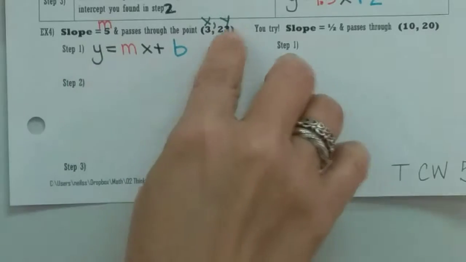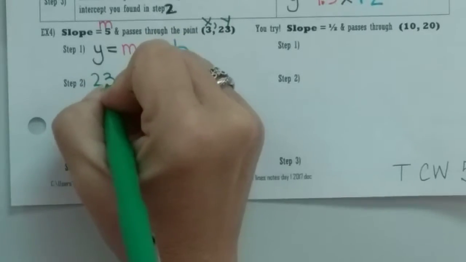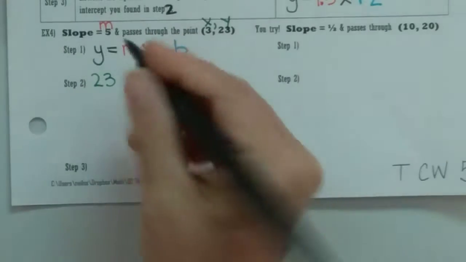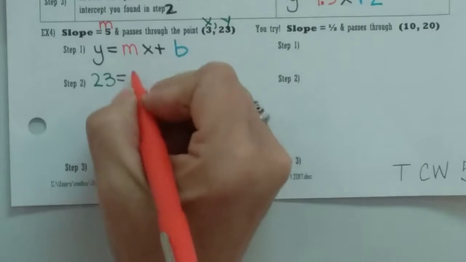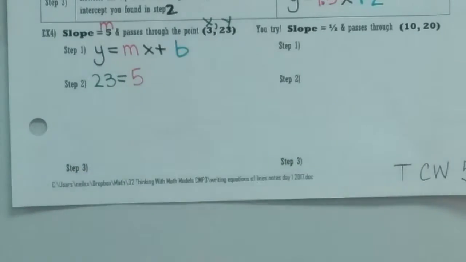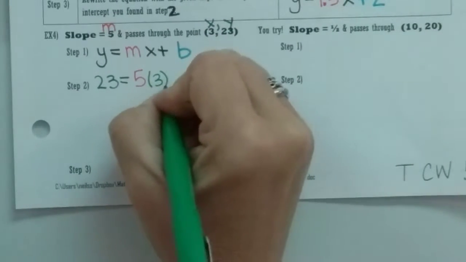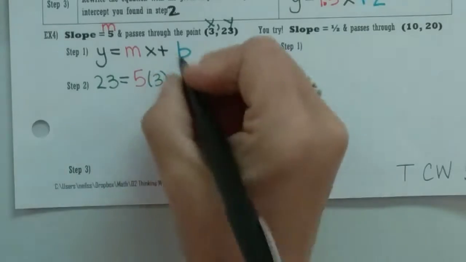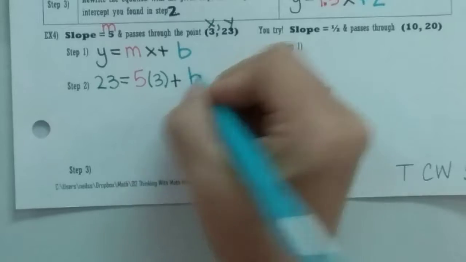I know a y. Underneath this y is the number 23. So underneath this y, I want to put the number 23. And that is equal to my m value. Underneath the m, I have a 5. So underneath the m, I'm going to put a 5. Underneath the x, I have a 3. So under this x, I want to put a 3. Plus, b is what we're looking for. So we keep the b right here.